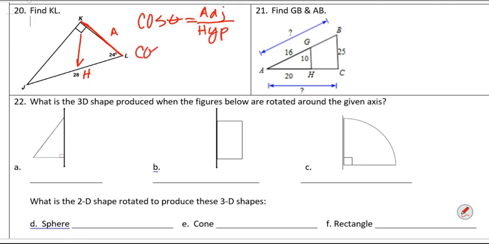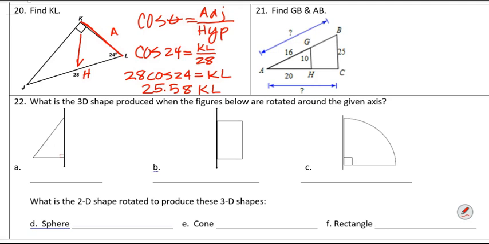So we're going to do the cosine of 24 is equal to KL over 28. And if you recall, when we have something in the denominator like that, we multiply both sides by it. So what we're going to put in our calculator is 28 cosine of 24, and that's equal to KL. Make sure that your calculator's in degree mode, or it will give you the wrong answer. So our answer here was 25.58. That's KL.